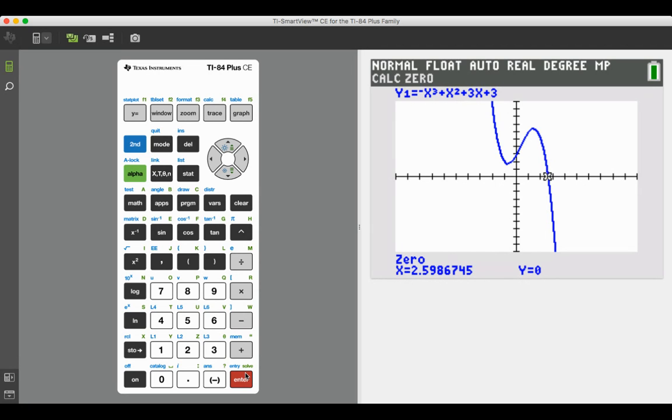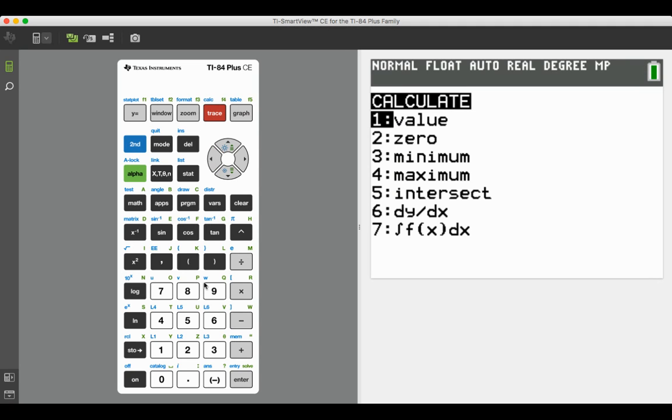And in part C, we have one local maximum and one local minimum. So here's the local maximum, right about there. And here's the local minimum, the lowest point, right about there. But we need to find out what they exactly are. So go to second, trace again, and let's start with the minimum since that's where we're at.